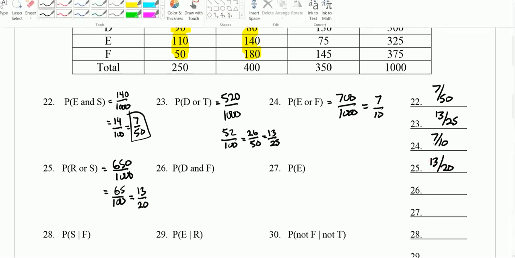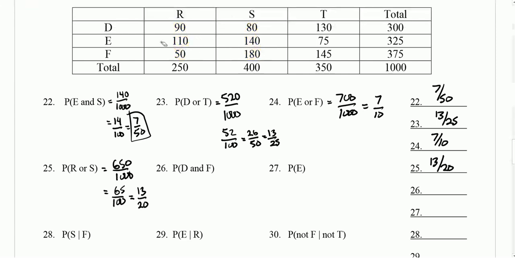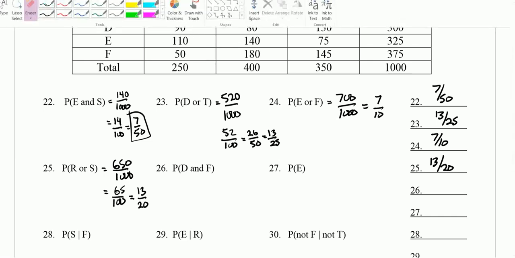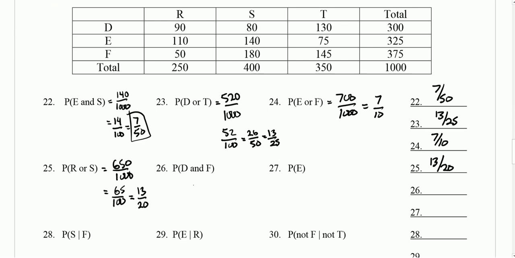Probability of D and F. Well, D and F belong to the same column, belong to rows, and they don't intersect, so this is 0 because they're mutually exclusive. Probability of E. E adds up to 325 over 1000. If we divide 325 by 25, we get 13. And if you divide 1000 by 25, you end up with 40. So 13 out of 40.